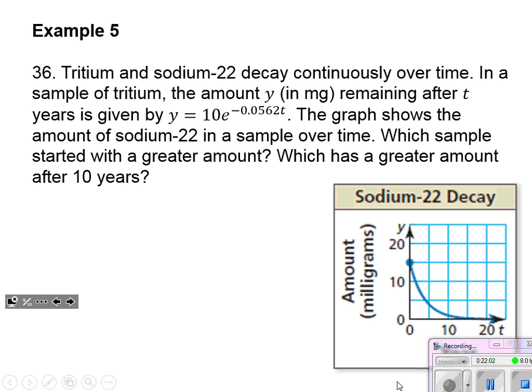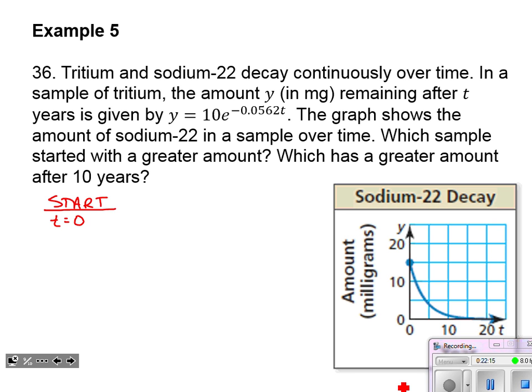Well, let's think. Thinking is always a good idea, right? So part A, which sample started with a greater amount? Well, at the start, that's really saying initially, or when time is 0. So let's see what's happening with our tritium at that point in time. We've got y equals 10 times e to the negative 0.0562 times 0. Well, that's going to be 10 times something to the 0 power. It's just going to be 10 times 1. So we start off with 10 milligrams of tritium.